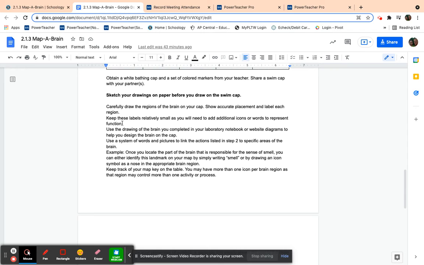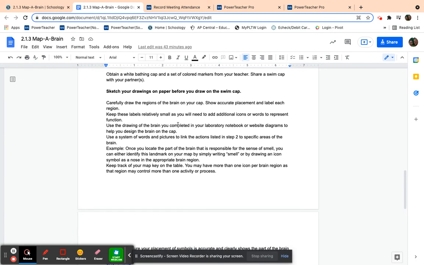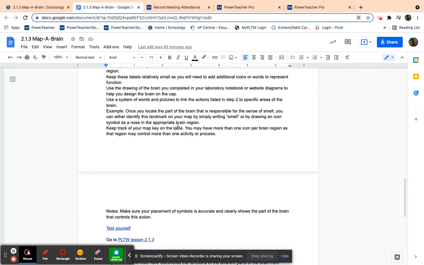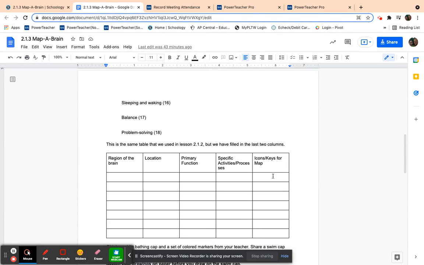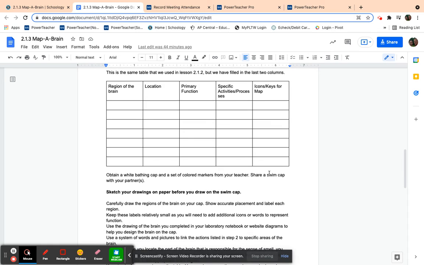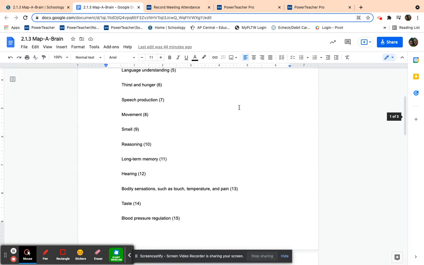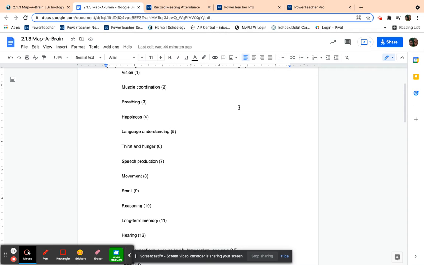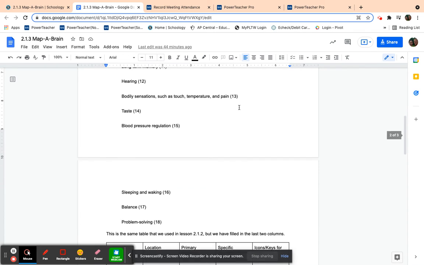Okay. Down here, it tells you to use a system of words and pictures that can be linked to the different parts of the brain. So you're going to create this key, and you can see that up here. So if we're talking about the region of the brain, the occipital lobe, okay, occipital lobe location, the back of the brain, right above the cerebellum. Its primary function is sight. So you can look up here for the specific activities that the occipital lobe is responsible for.